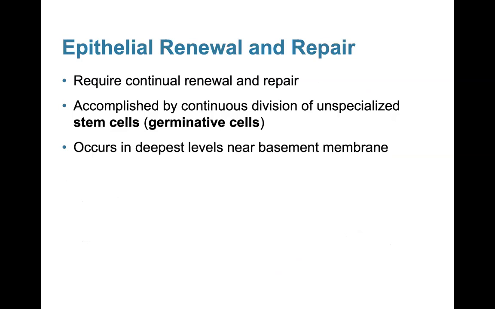Because most epithelial tissue acts as a barrier, it's going to undergo a lot of stress and wearing down. And epithelial renewal and repair will require continued repair mechanisms to be in place. This is accomplished by continuous division of unspecialized stem cells, which we refer to as germinative cells, which will produce new cells to replace the old damaged ones.